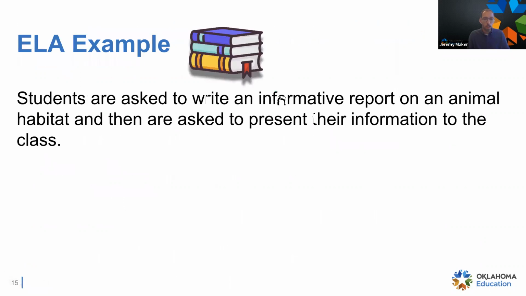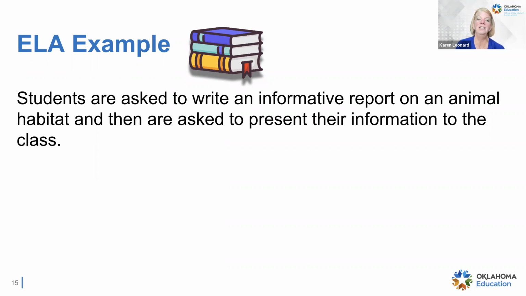Okay, and we will pass it to Karen. Okay, so I'm more of an ELA person, and I'm thinking that if you're a 3rd grade teacher, that was something you would do in math. So we also know that oftentimes you have students research and maybe write reports or create a presentation. So an ELA example would be when you're asking students to write informative reports on an animal's habitat and then to present their information to the class.